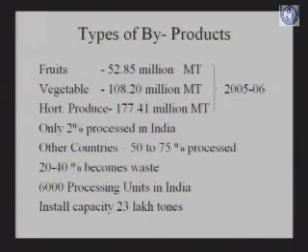And if we can stop or minimize this waste, we can make this produce available to our people. At present, 6,000 processing units are functioning in India, even though licenses have been issued to more than 10,000. The installed capacity of these processing units is 23 lakh tons. So this much produce we can make and handle.